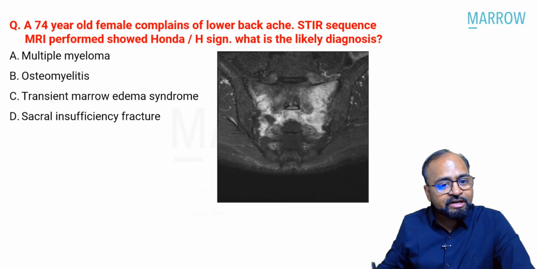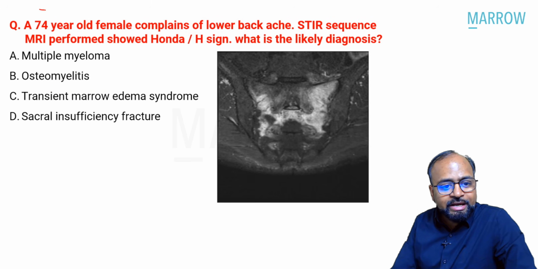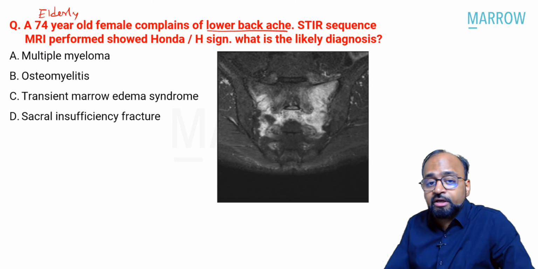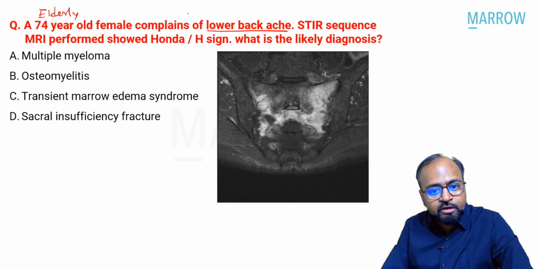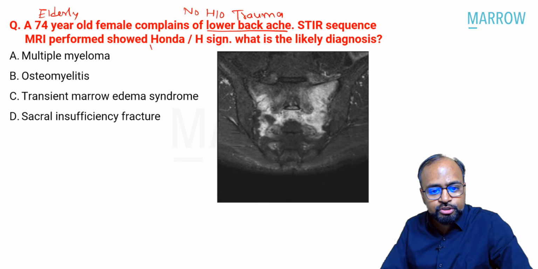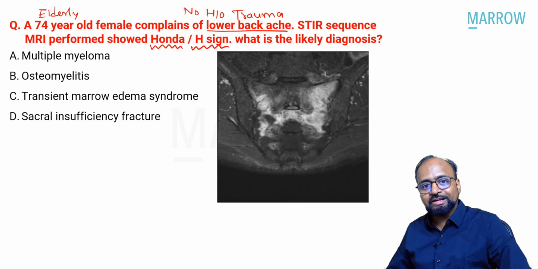Yes. So a 74-year-old female, so an elderly female, this is a clue here, complains of low backache. Is there any history of trauma that they have given here? No. So there is no history of trauma. She complains of low backache. Stir sequence is shown here. This typically shows the Honda sign or H sign. What is the likely diagnosis?